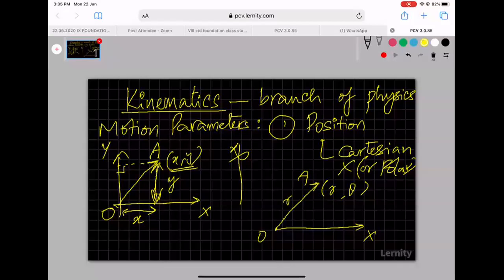And theta is the angle made by line OA, or the ray OA, with the positive x-axis in the anti-clockwise direction, this way. Right? Theta is the angle made by OA with the positive x-axis in the anti-clockwise direction. This angle is called theta. So obviously, if you measure the angle from OX in the clockwise direction, you will read it as a negative angle. Okay, so this is r and theta.